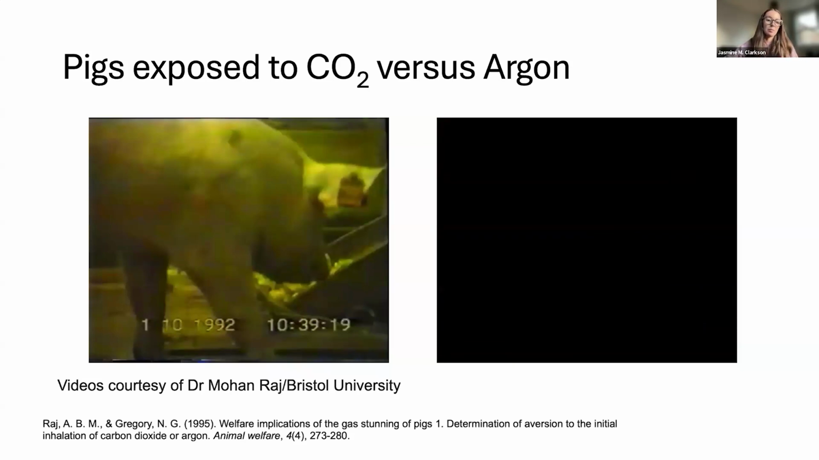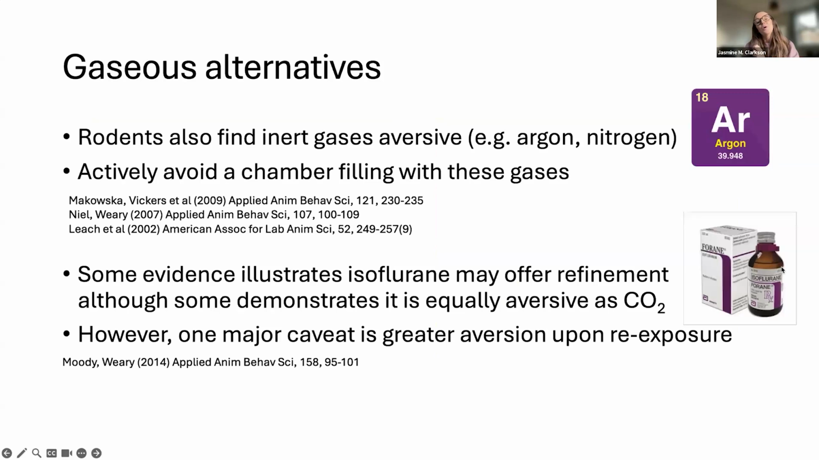And I think it could be because in some species, obviously it has offered a potential refinement. However, previous work has looked at this in laboratory rodents and unfortunately found that rodents also find inert gases aversive, such as argon and nitrogen. They will actively avoid a chamber filling with these gases, and this has been highly reproducible across groups as well.